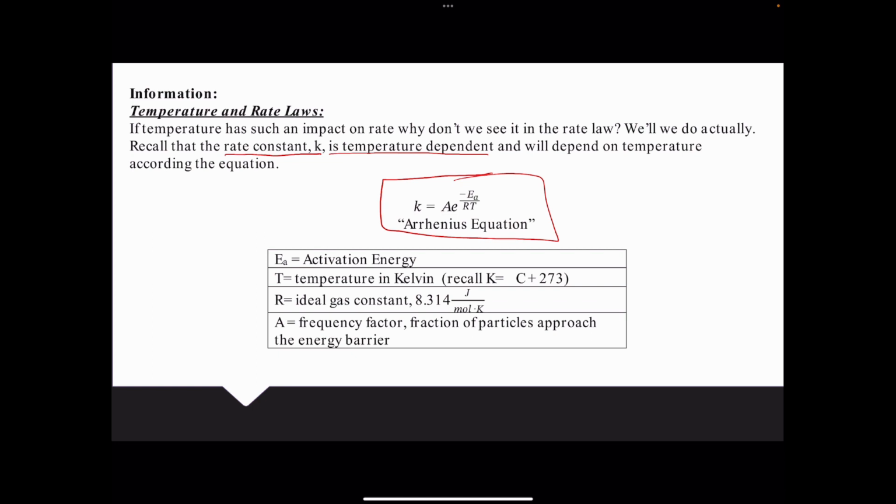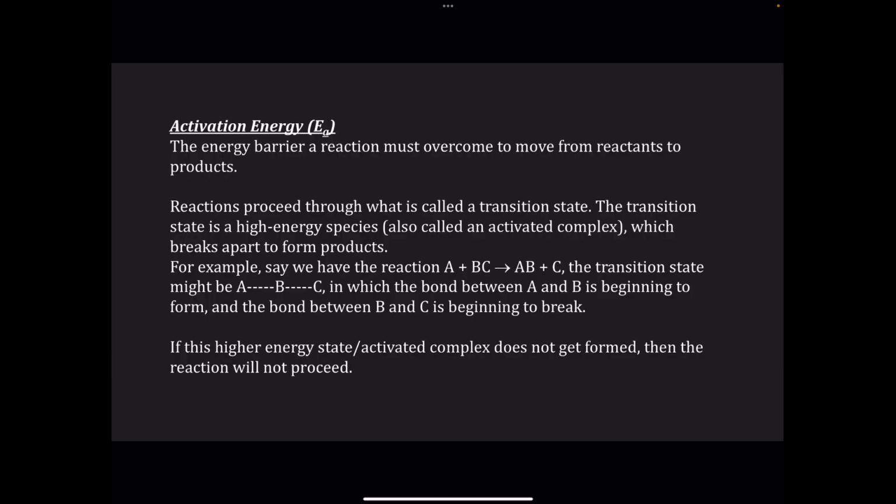Now, an important component of this equation, and the first thing we have listed, is the activation energy. The activation energy is often described as being an energy barrier. It's the energy barrier a reaction must overcome to move from reactants to products. During a reaction, reactions proceed through what is called a transition state. The transition state is a high energy species, also called an activated complex, which breaks apart to form products.